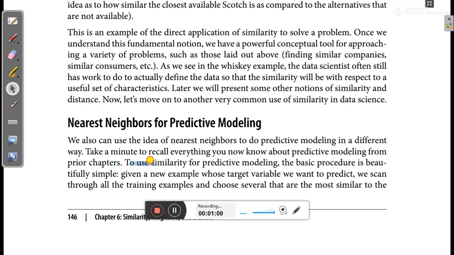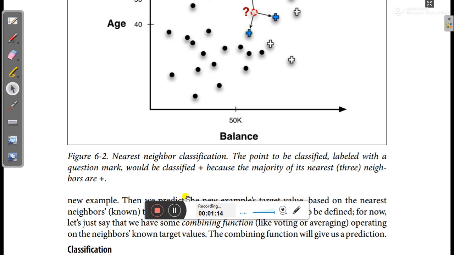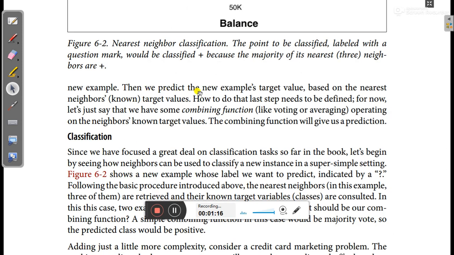To use similarity for predictive modeling, the basic procedure is beautifully simple. Given a new example whose target variable we want to predict, we scan through all our training examples and choose several that are most similar to the new example. Then we predict the new example's target value based on the nearest neighbors' target values.